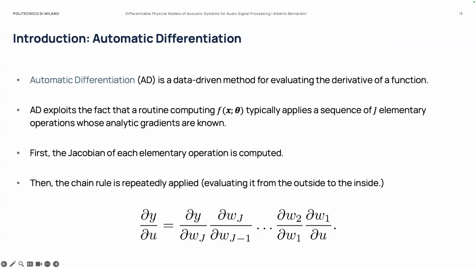So automatic differentiation is very useful because it is completely data-driven and exploits the fact that a routine computing f of x typically applies a sequence of elementary operations. So the composition of these elementary operations is exploited, and by computing the Jacobian of each elementary block, you can cascade all the Jacobians and exploit the chain rule in order to differentiate the whole model, okay?